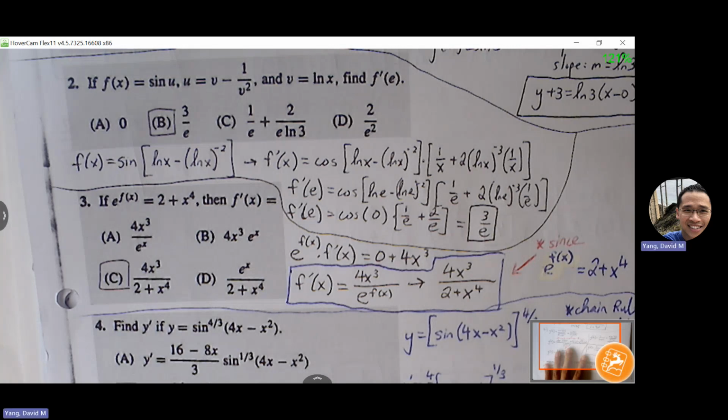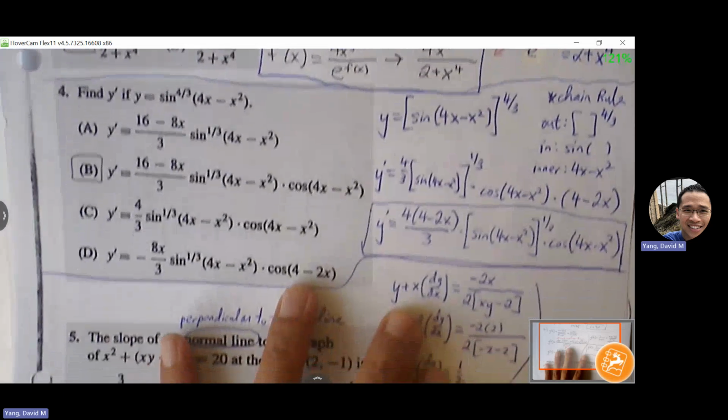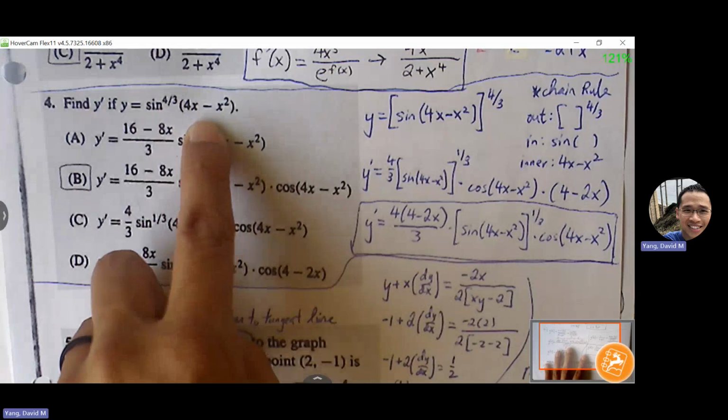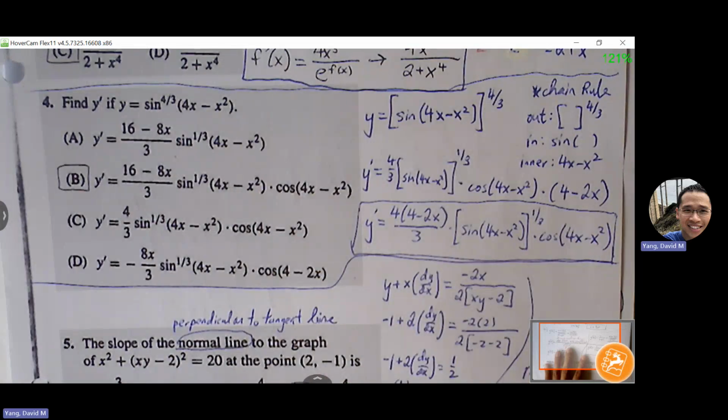I think what's good to know is something like number 4 here. You see how this is sine to the 4/3 of 4x minus... This is probably more complicated than what you're going to see, but you see how there's that embedded chain rule. There's that outside portion, the sine of u, and then there's that u prime. We have to put all that together. It's like double chain rule. But usually that's just like a sine squared, right?